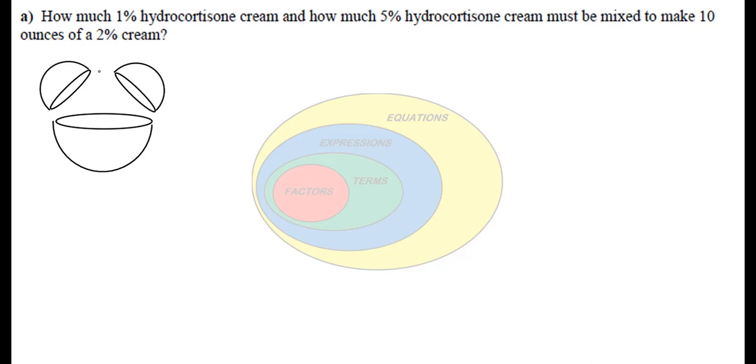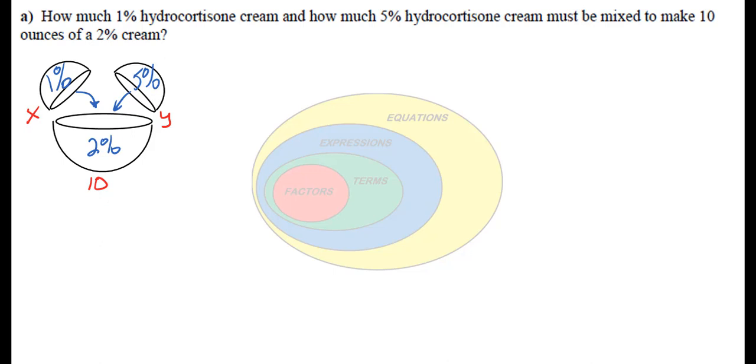The two things that we're going to be mixing together and putting into one bowl would be the 1%. So I'm just going to label this bowl the 1%, and then the other bowl is the 5%. Those two are going to go together and hopefully mix together to make a 2% hydrocortisone cream. The variables that we're going to use will be X and Y. The total amount when I'm done is supposed to be 10 ounces.